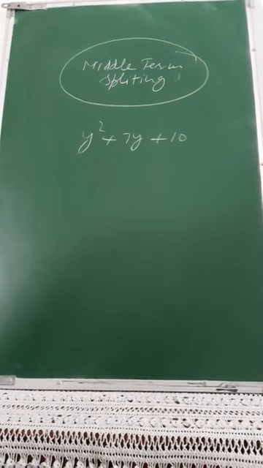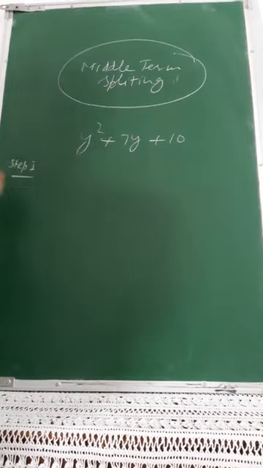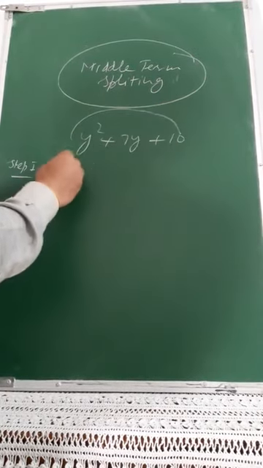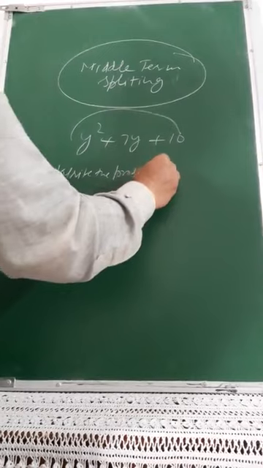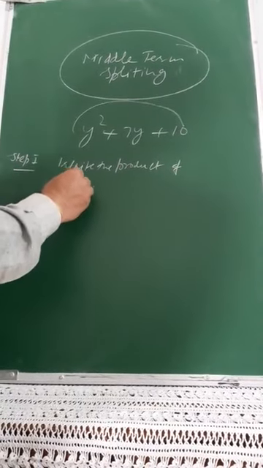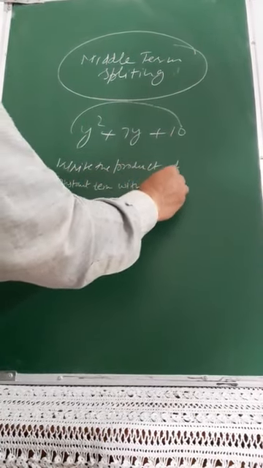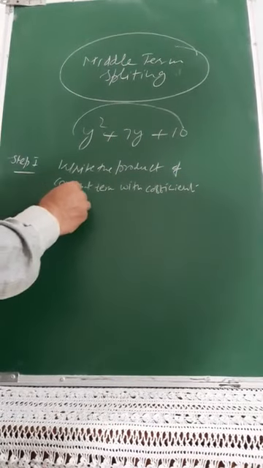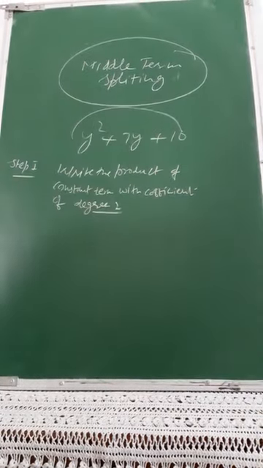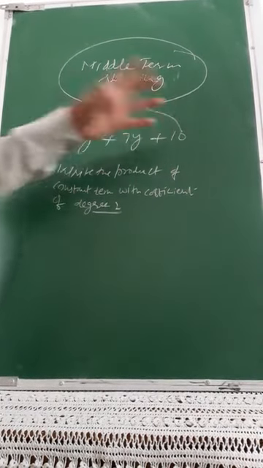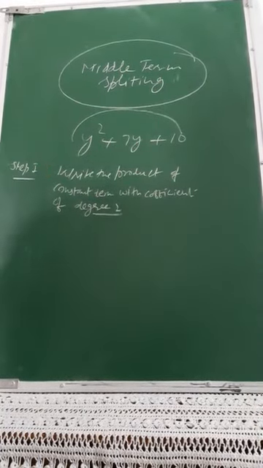This is conditional. So what to do here? Your step 1 will be, if any coefficient of x is there and a constant term, write the product of the constant term with the coefficient of degree 2. Degree 2 definitely will be there because this is applicable only and only to the algebraic expression consisting of degree 2. So that may be y square, that may be x square, that may be z square. In any variable the expression can be given to you.